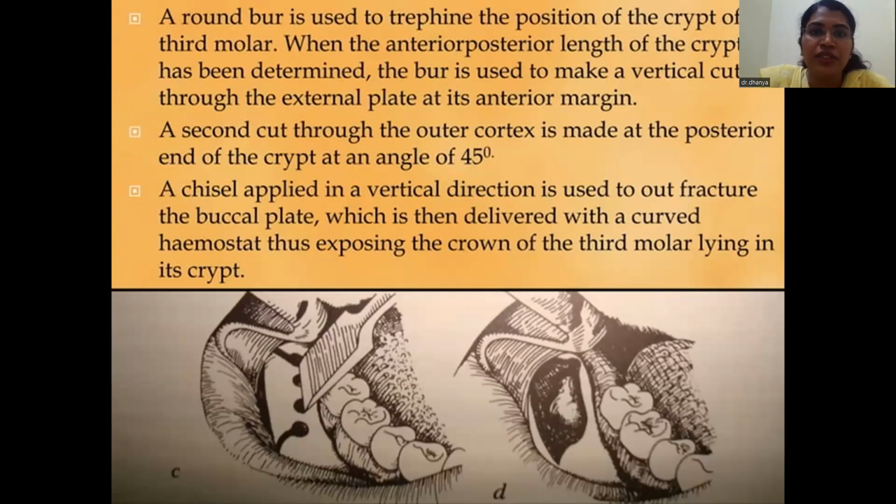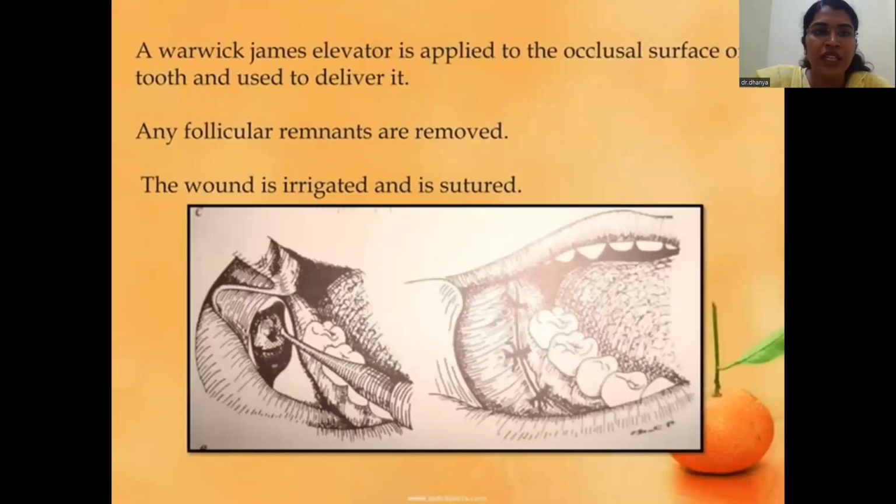Then a round bur is used to find the position of the crypt of the third molar, where the third molar is located. You give an estimated stampage of your third molar crypt, then elevate that part like a window using your chisel and mallet. You then elevate the tooth out of the crypt and reposition the same.